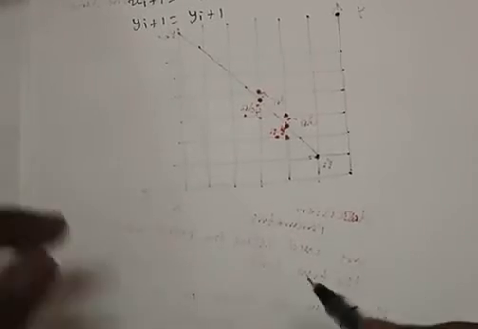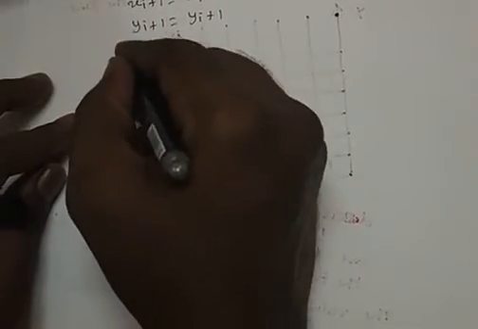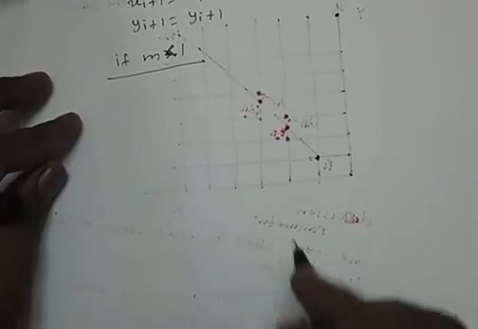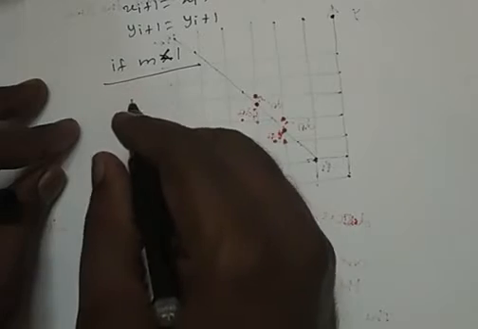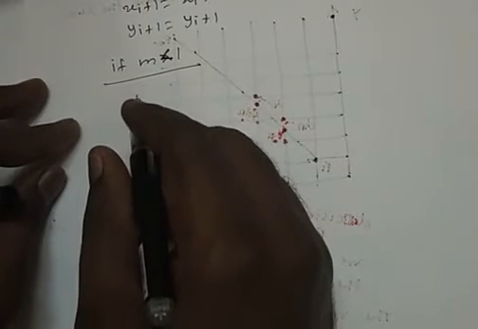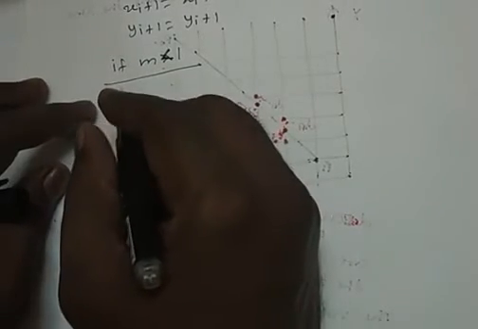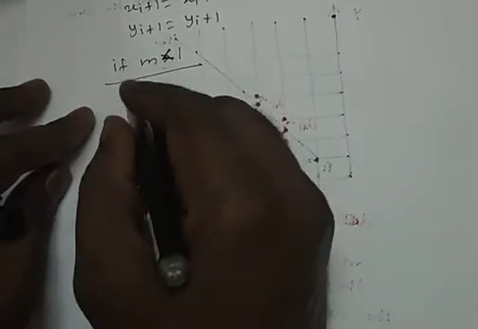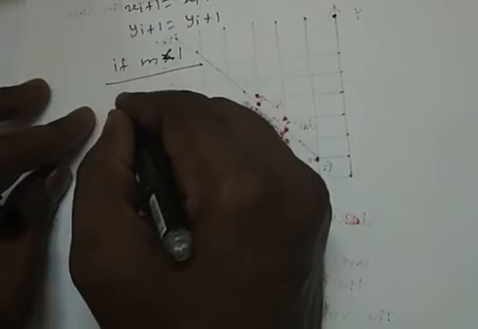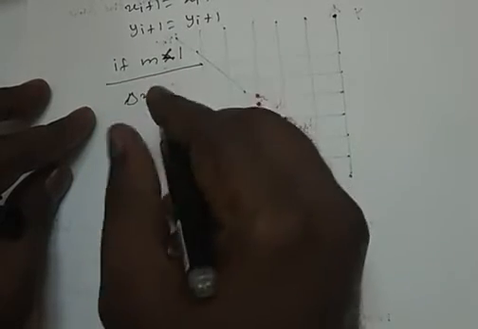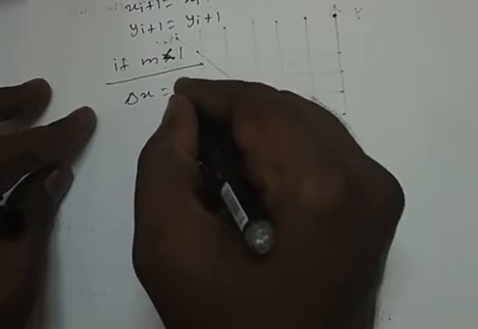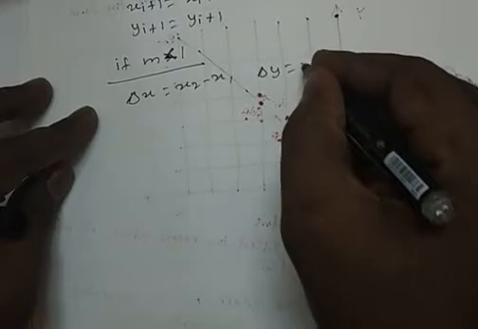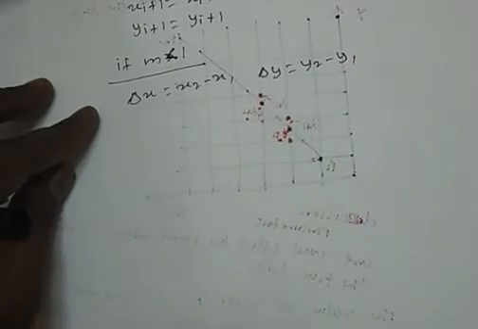Now we will work upon the algorithm. The first case is if m is less than 1. If the m value is less than 1, then what you have to do? You have to compute the decision parameters. First you have to compute delta x, and delta x is x2 minus x1, and delta y is y2 minus y1.